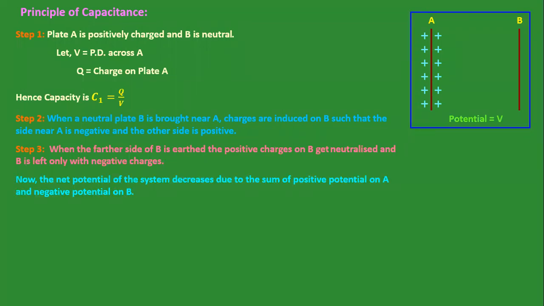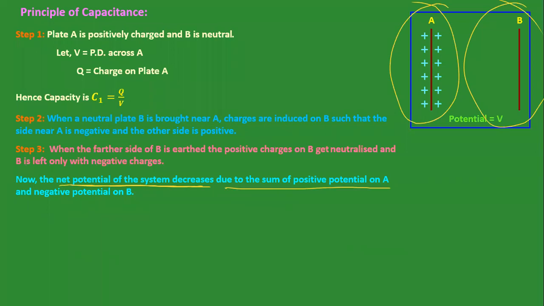Now the net potential of the system decreases. Here is the potential due to the positive charges, and here is the potential due to the negative charges. The potential decreases due to the sum of the positive potential on A and the negative potential on B. On B, negative potential develops; on A, positive potential. Total potential is the addition of that, so the net potential decreases.